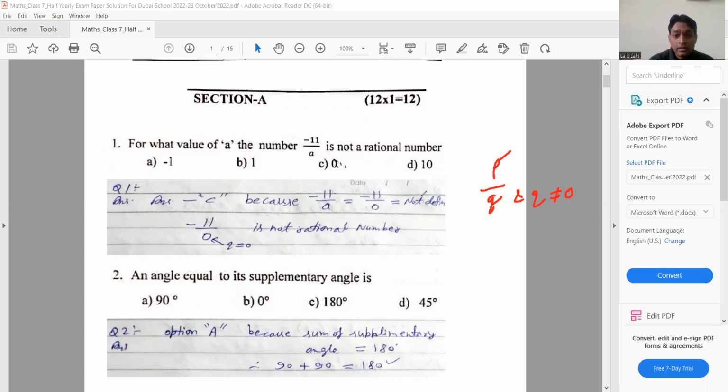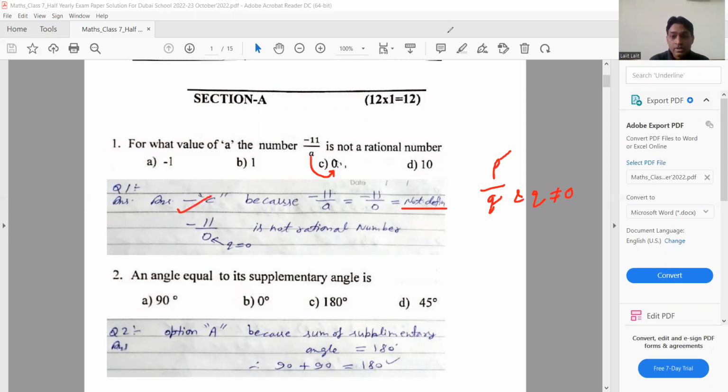Here, if you put minus 11 upon A, and put the value of A equal to 0, then this will be not defined because Q should not be 0. But here Q is 0. So 0 cannot come in place of A. So minus 11 upon 0 is not a rational number. So the correct answer is C.